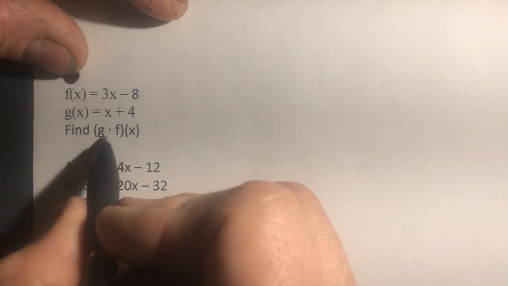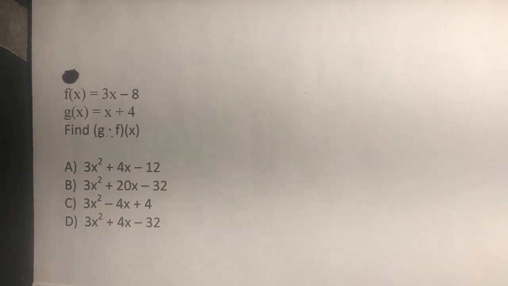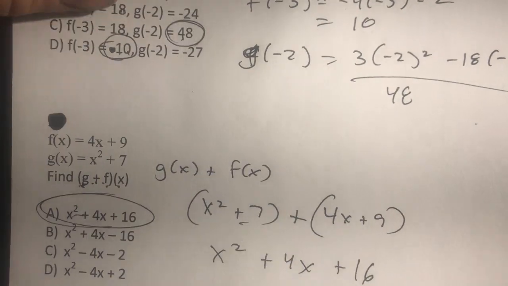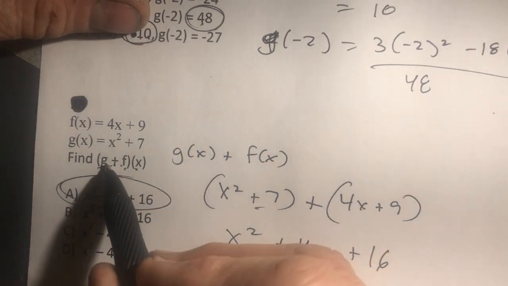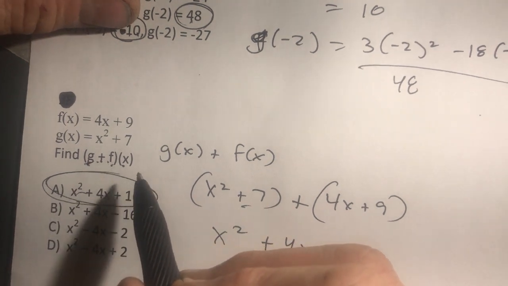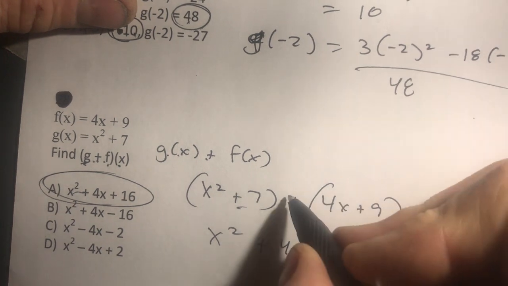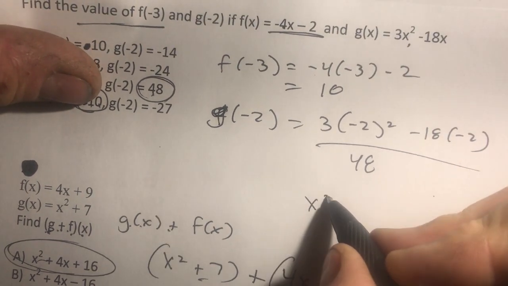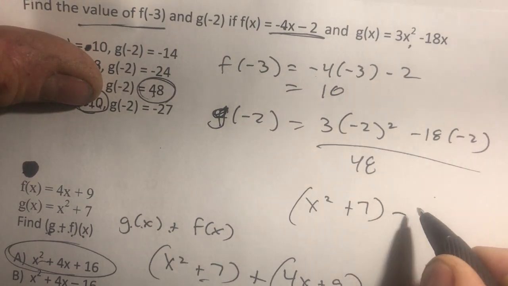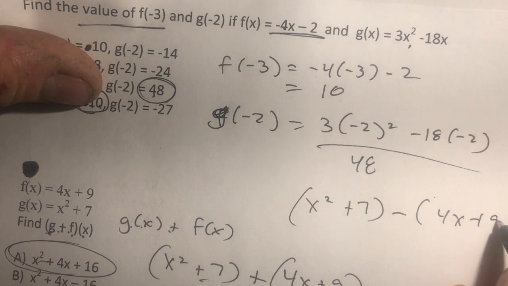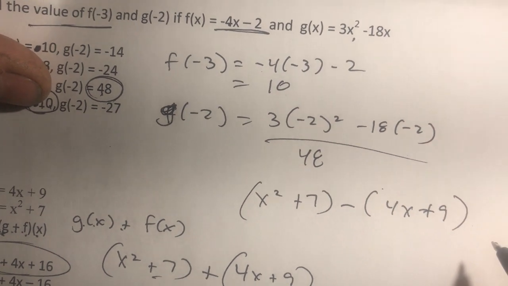All right, find g times f of x. Oh, wait a minute. I was going to show you here because I skipped a subtraction one. But now suppose this said g minus f of x back on this previous problem. So g of x minus f of x. So suppose we had a minus there. I'm going to do it here. x squared plus 7 minus 4x plus 9. Just suppose it had a minus.